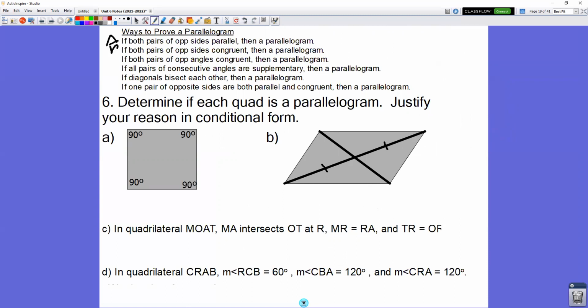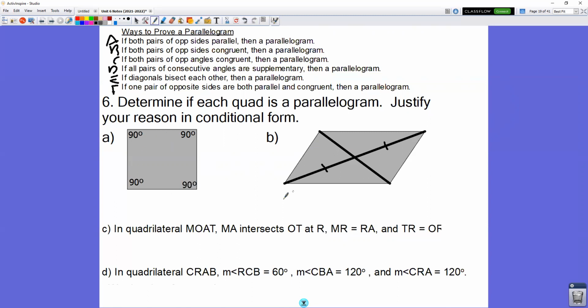And so we'll call each of these properties sentence A, B, C, D, E, or F. And so what I want you to do is look at the picture or the scenario and ask yourself, is there enough information to determine if this thing is a parallelogram? If so, justify your reasoning in conditional form. Well, it's one of these 6 sentences, A through F. And if there's not enough information, then you'll just say it's not a parallelogram.